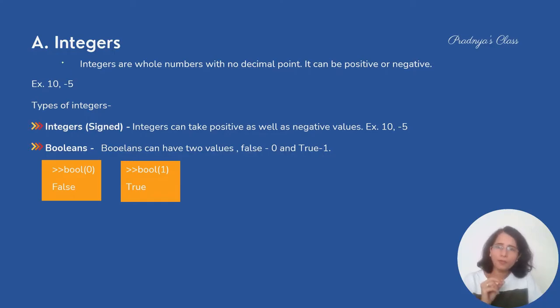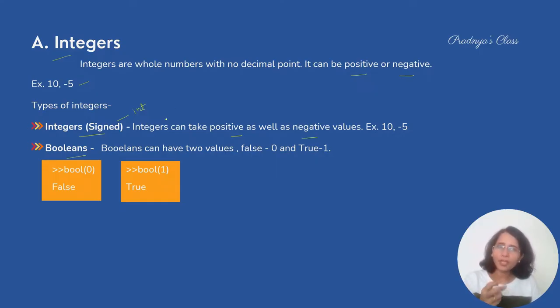The first type of number is integer. Integers are whole numbers with no decimal point. They can take positive values as well as negative values. Integers are further categorized into 2 types. The first one is signed integer and the second one is boolean. Signed integer is nothing but an integer. It takes positive as well as negative values with no decimal point.